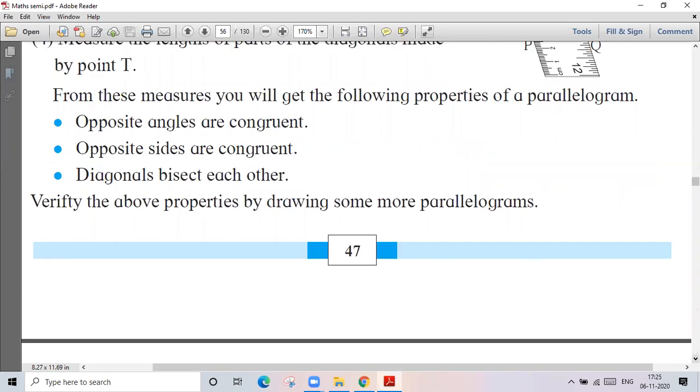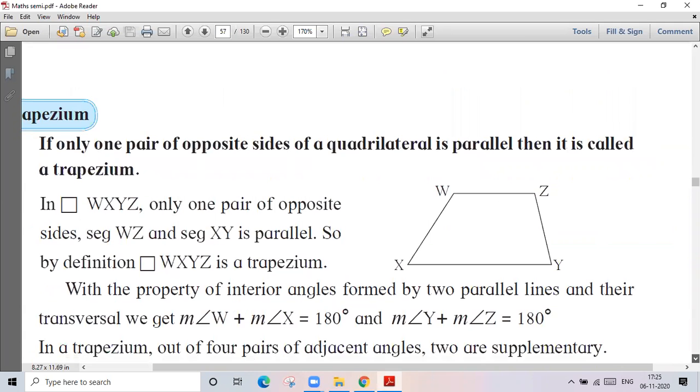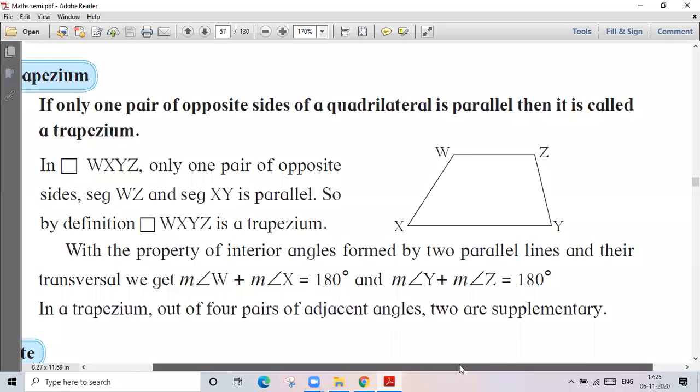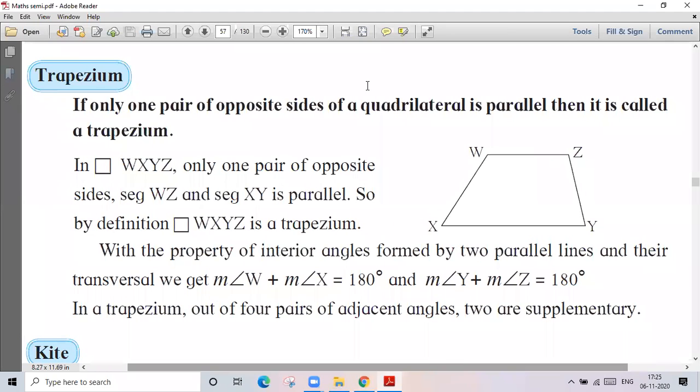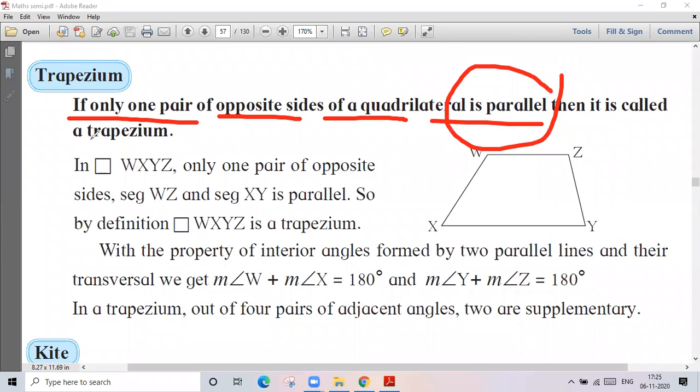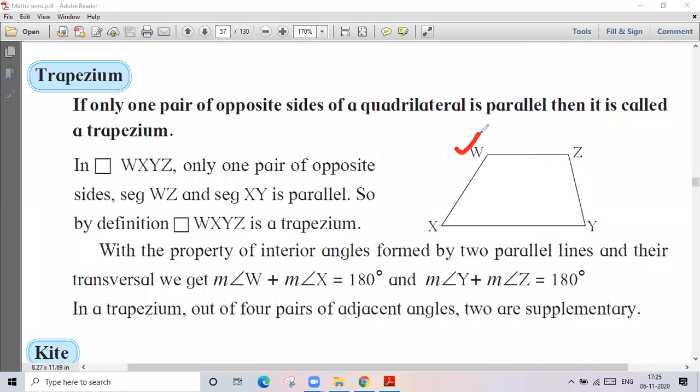Next we have a trapezium. So what is a trapezium? Trapezium, or samalamba chaukon. If only one pair of opposite sides of a quadrilateral is parallel, then it is called a trapezium. Here, WZ is parallel to XY.